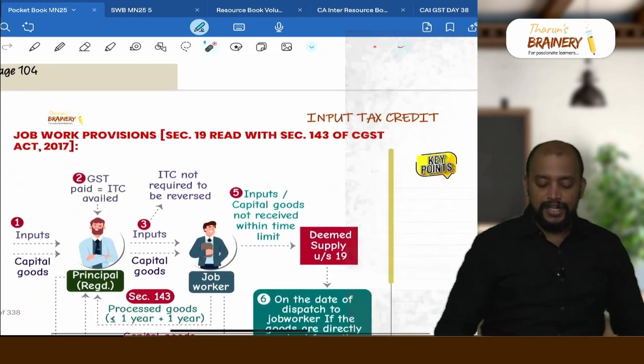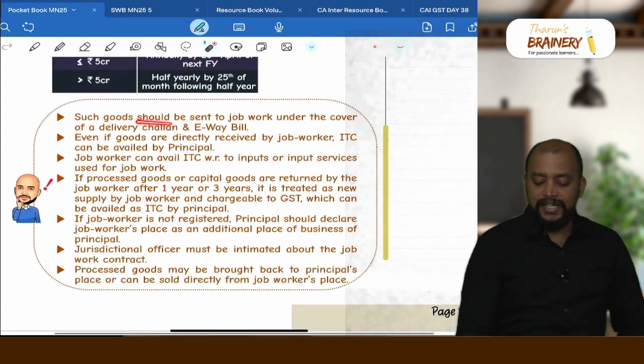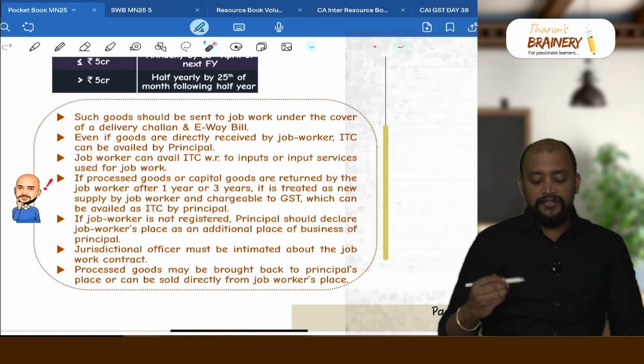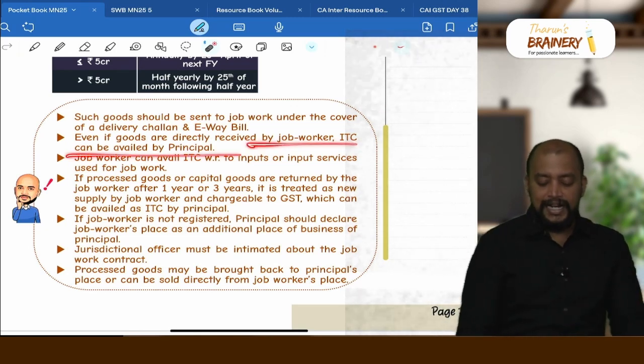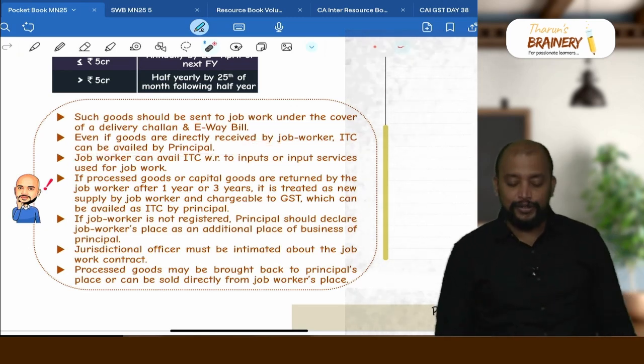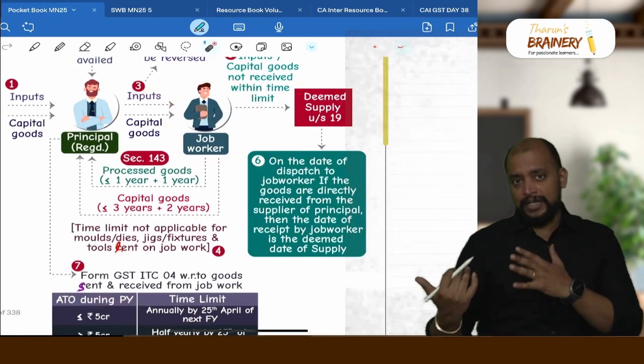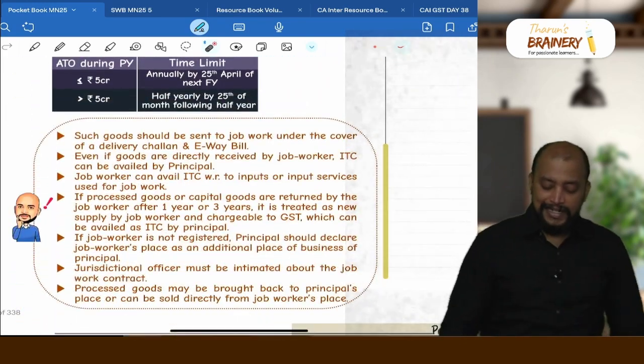And this is about the procedure for job work, and such goods should be sent on job work under the cover of a delivery challan and e-way bill. Even if the goods are directly received by the job worker, ITC can be availed by the principal because of a bill to ship to transaction. The job worker, if registered, will buy some inputs and input services on which they can take ITC.